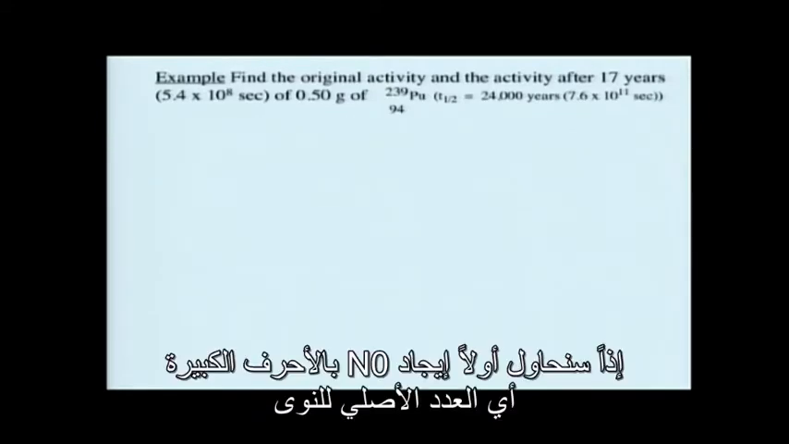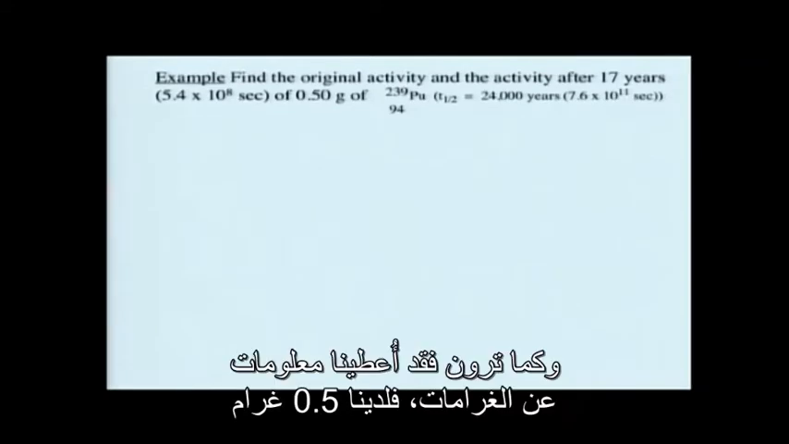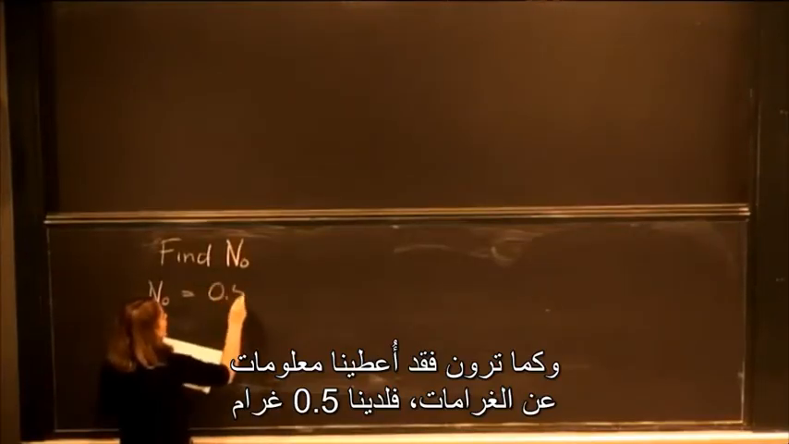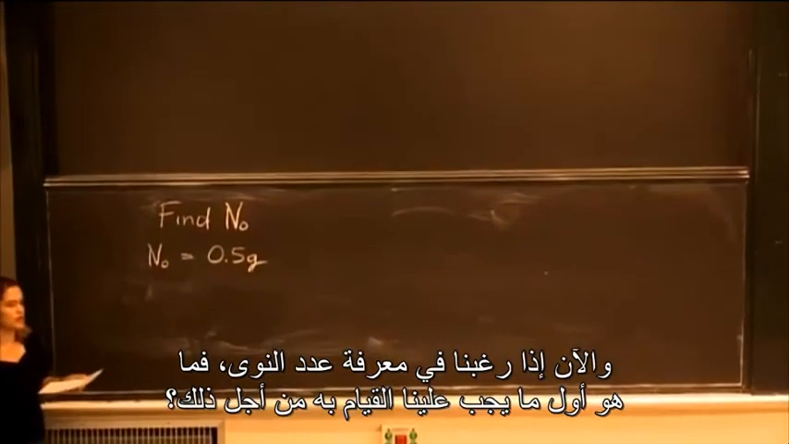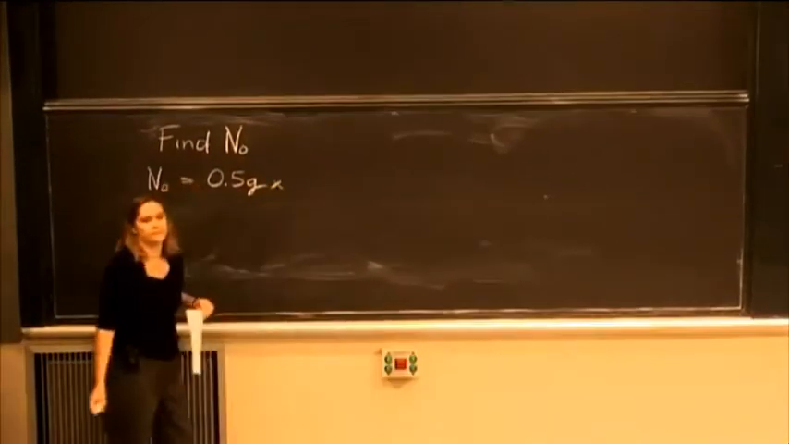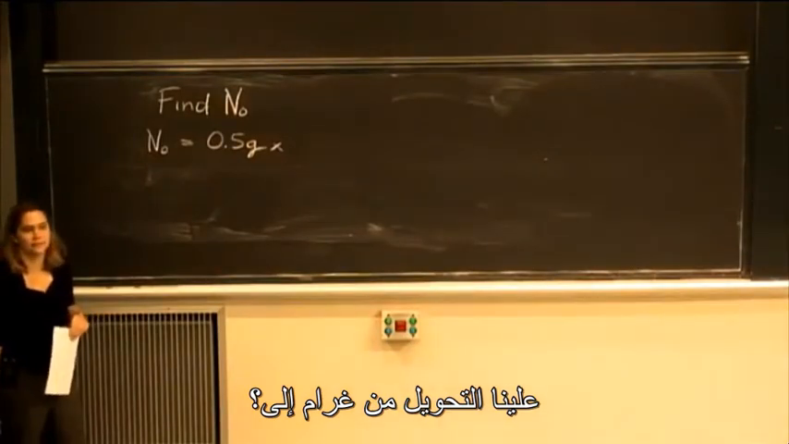So first, capital N0, the original number of nuclei. We're given information about grams. So we have 0.5 grams. And now if we want to know the number of nuclei, what's the first thing I have to do? Convert from grams to what?